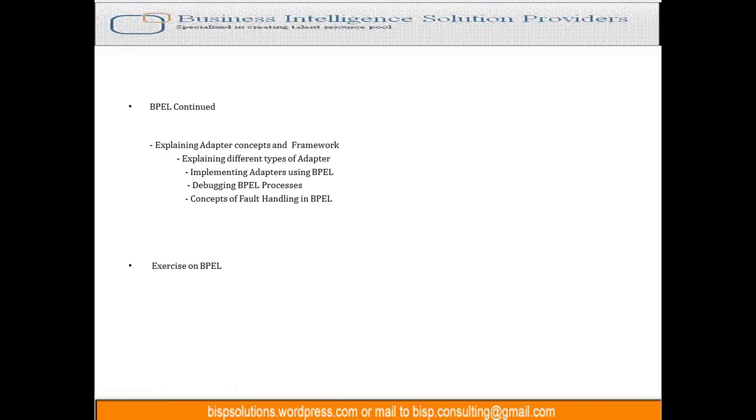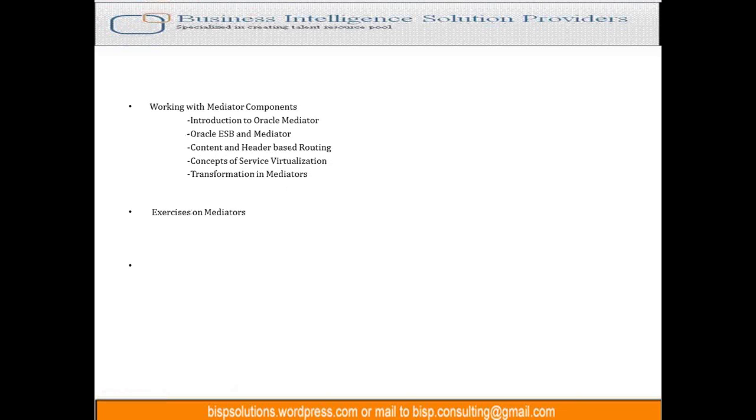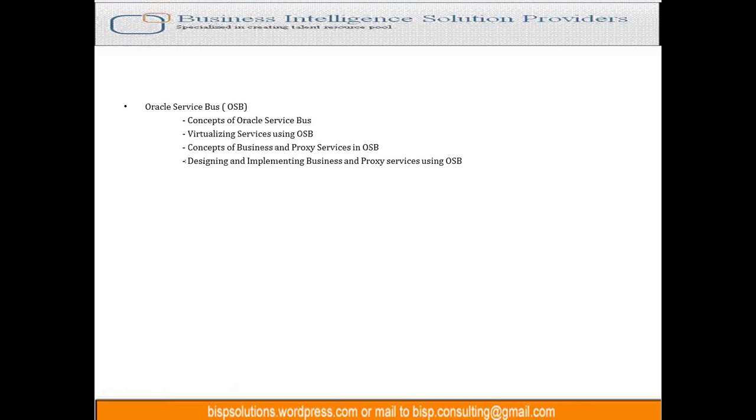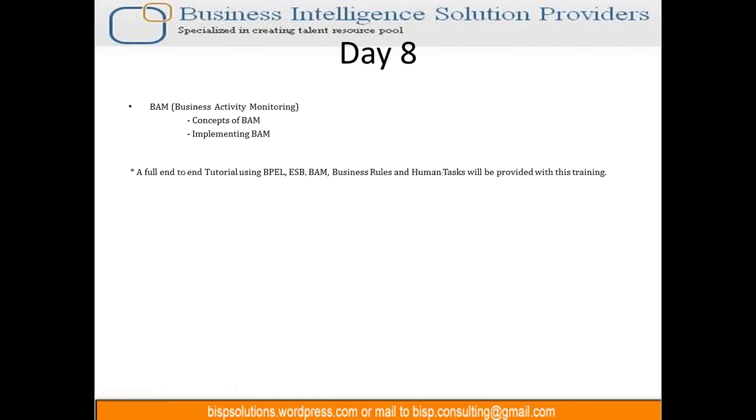In the last part, you will see what BAM is. BAM is used if you have to monitor your SOA interfaces, or see what data is flowing, or build a little bit of dashboards. That type of thing goes in BAM, and we will see how to implement that.